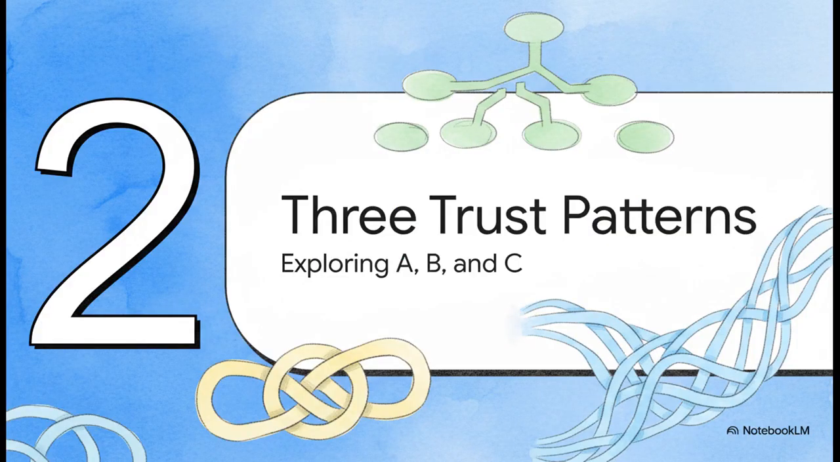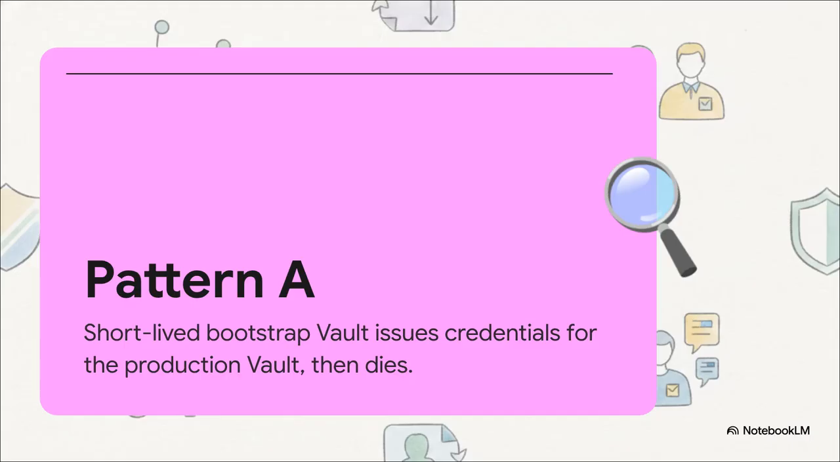Section 2. 3 Vault Trust Patterns, exploring A, B, and C. Let's explicitly define the 3 structural ways to resolve this so you can actually make that intentional choice. We'll color code these to keep it clear. Let's start with pattern A in yellow, the bootstrap and graduate approach. You stand up a short-lived bootstrap vault to issue the credentials your production vault needs. Once prod takes over, the bootstrap is decommissioned.